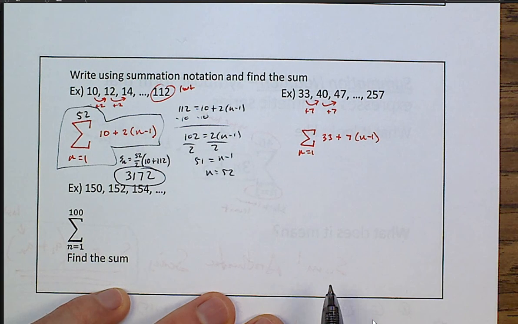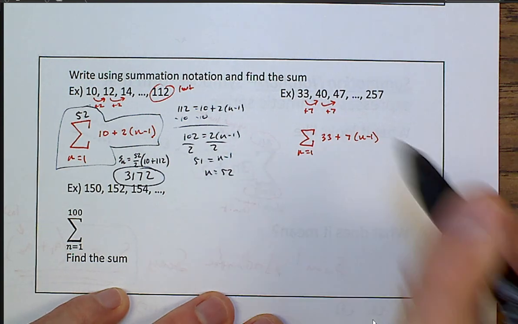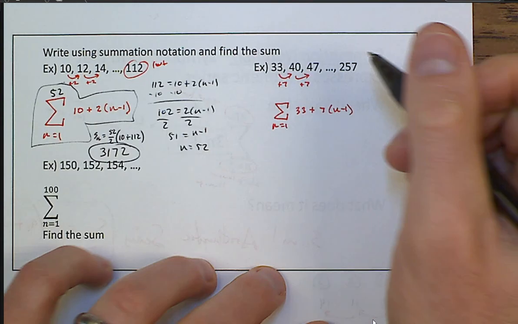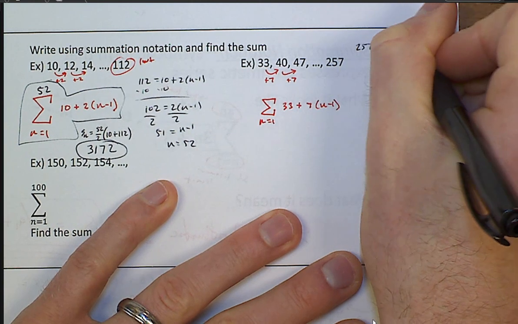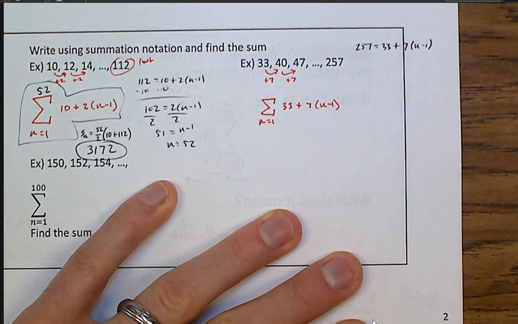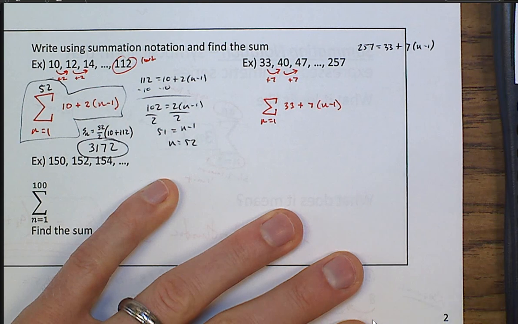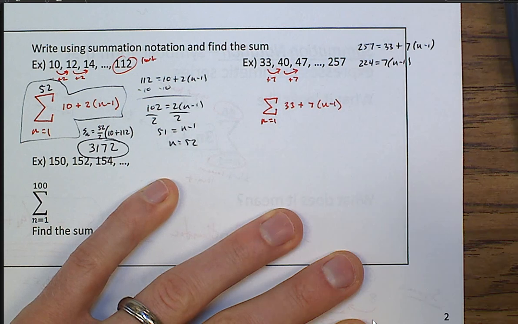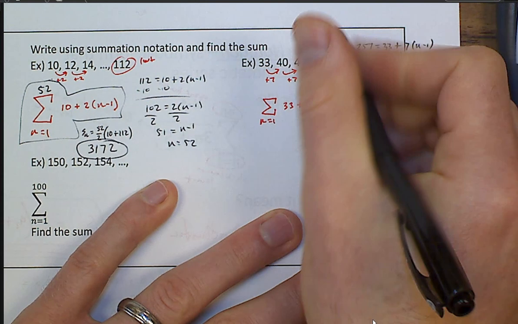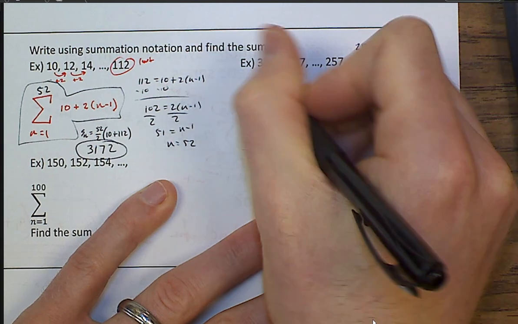What do you have to do? We have to figure out what the upper limit is. In order to do that, 257 is the last term. So I'm going to take 257 equals 33 plus 7 times n minus 1 and solve for n, because I want to figure out what term number 257 is. So I'm going to minus 33. 257 minus 33 gives me 224 equals 7 times n minus 1. I'm going to divide that by 7, which gives me 32 equals n minus 1. So n equals 33. So that means my upper limit is 33.